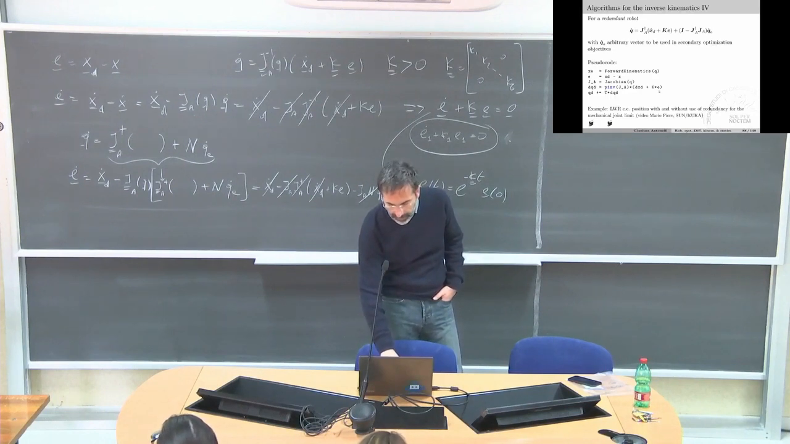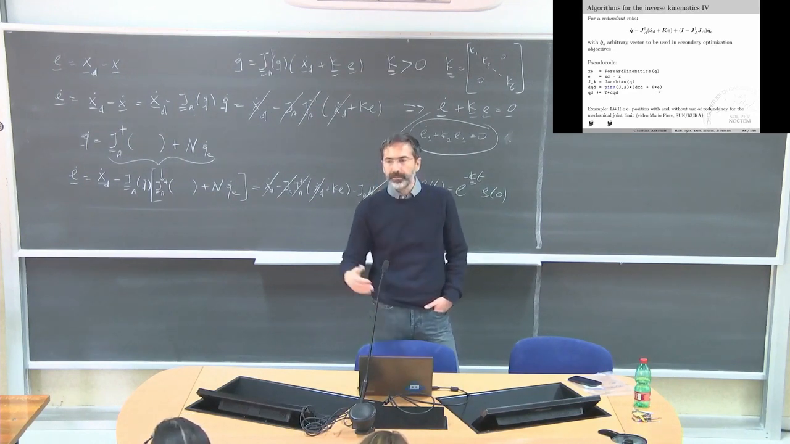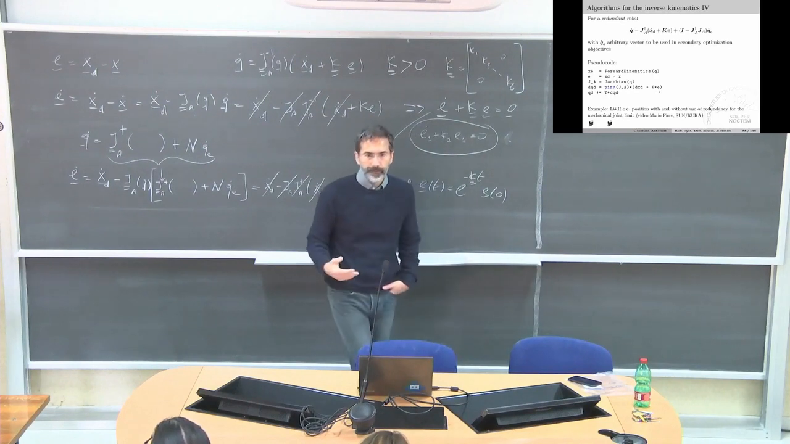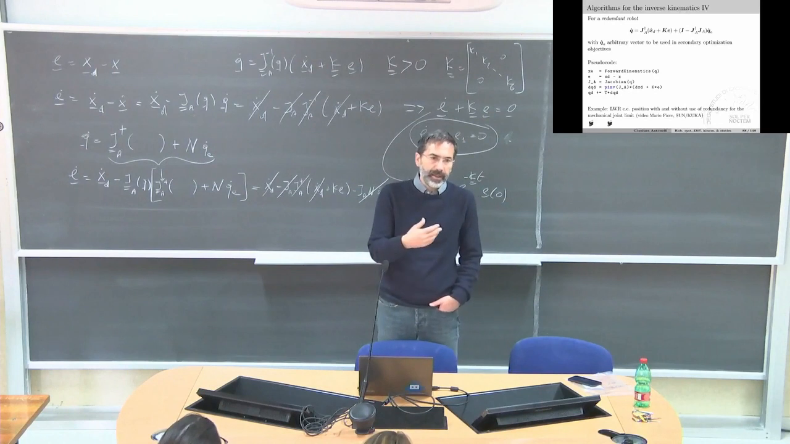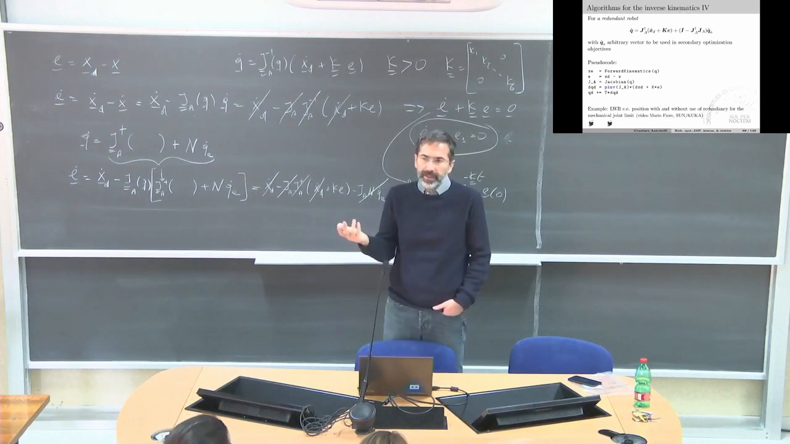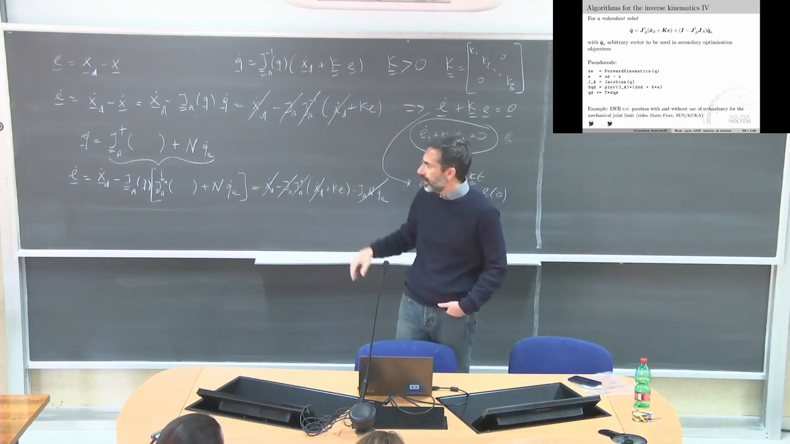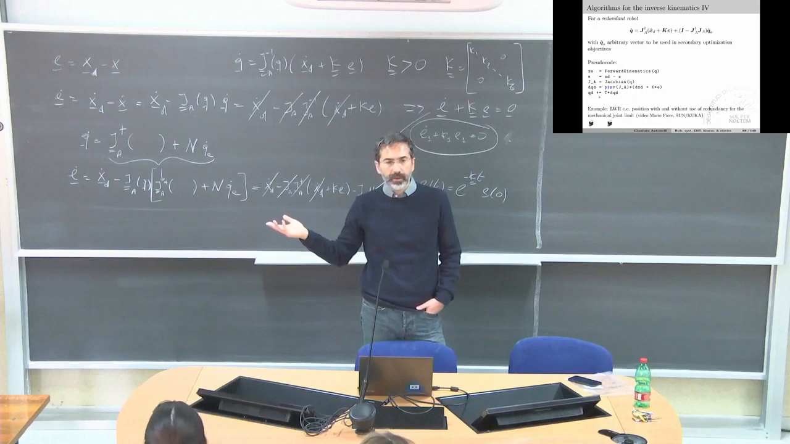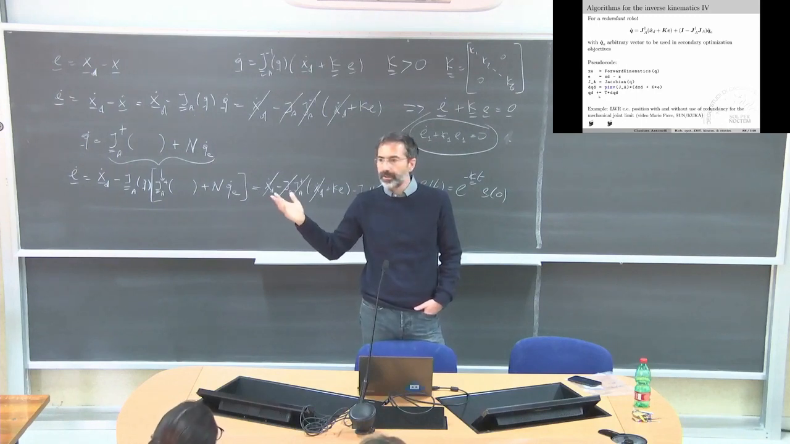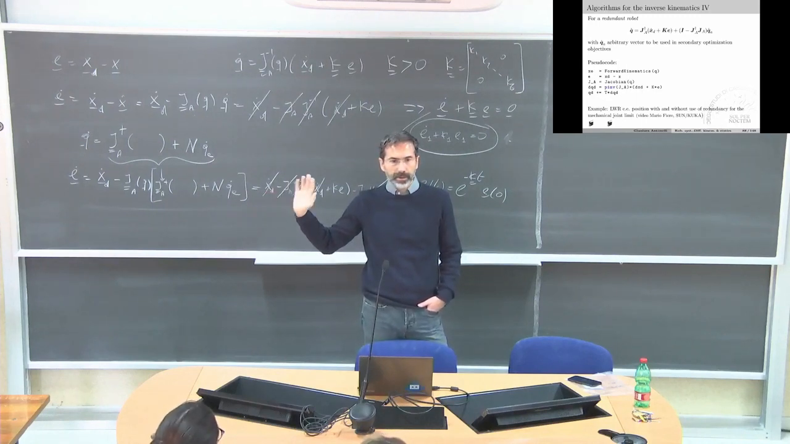Plus K multiplied by e. This is matrix by vector. Okay? You may have slightly different syntaxes in other languages, but in MATLAB it's very easy. You just write K multiplied by e and it makes the product. And then, do you know this syntax? Who doesn't know it? Is it clear?